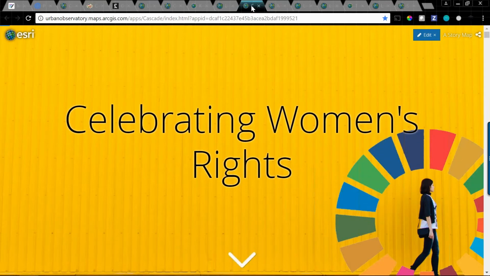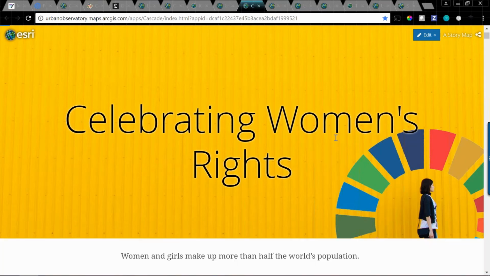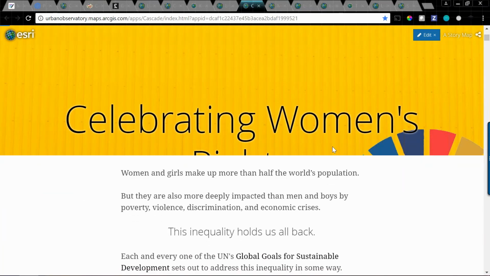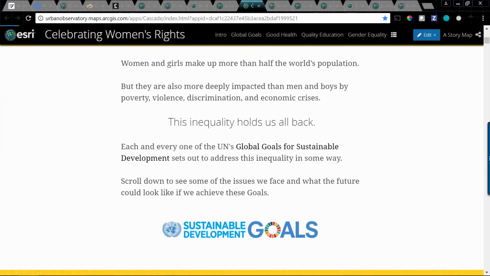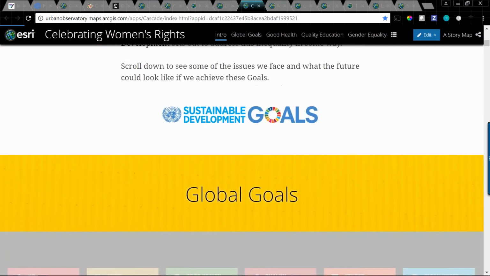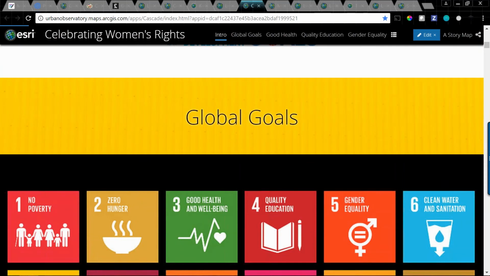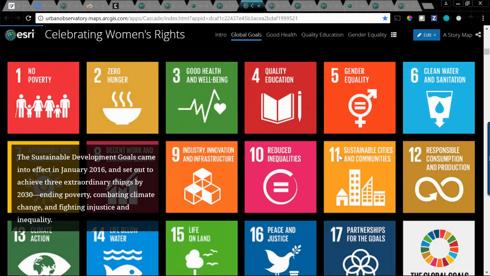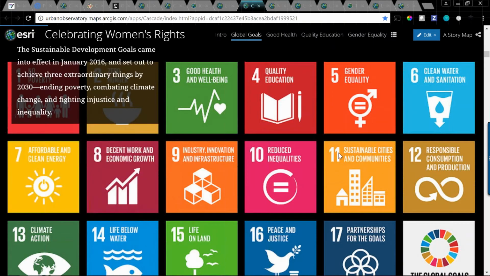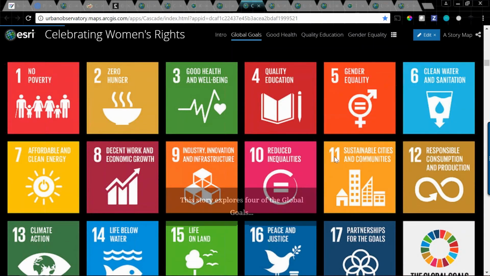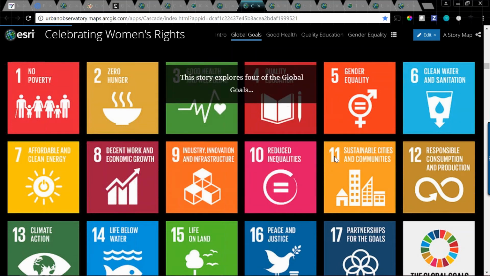All right, so this is the third out of the 4 story maps that we're going to share today. This is a story map that our team created in honor of International Women's Day this year. It's called Celebrating Women's Rights. This is a cascade story map that highlights the Sustainable Development Goals by the United Nations. These Sustainable Development Goals were set last year, and they are trying to achieve extraordinary things by 2030. This particular story map highlights a few of these goals that relate directly to women.